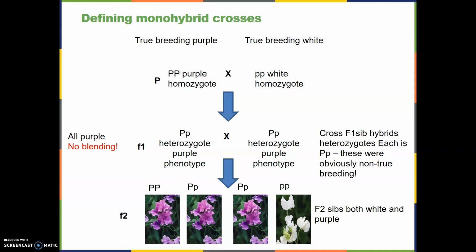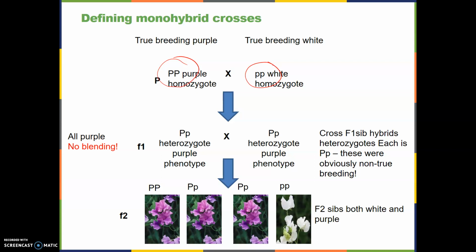So the parent generation, the purple flowered parent plant that had the genotype big P, big P. In other words, pure breeding or true breeding for purple means that the genotype is big P, big P, or both alleles are the purple allele. And so the purple parent is a homozygote, and the white parent is also a homozygote, but a recessive homozygote, two little p's for white.